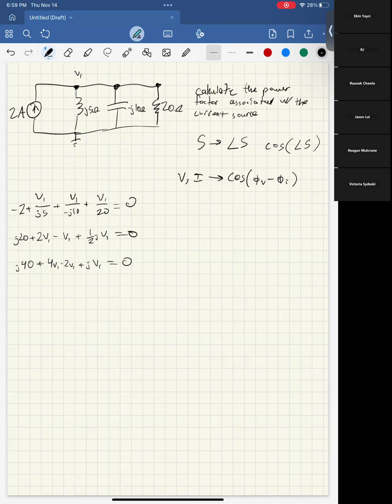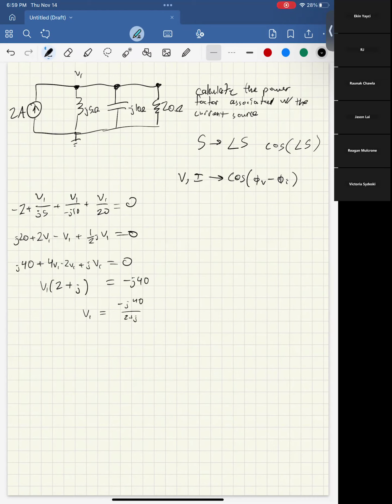Yeah, this is fine. Okay. So we put minus J40, and then this would become V1 times 2 plus J. And then if we divide this to the other side, we get minus J40 over 2 plus J. And yeah, I think that's right.